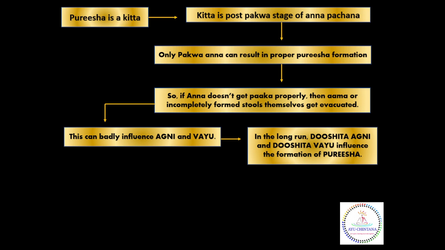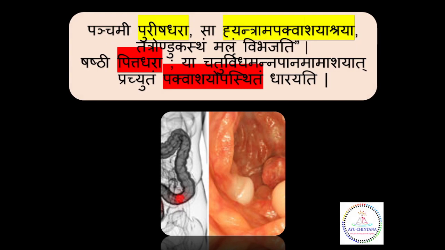But how does this get influenced by Agni? Only two possible causes, right? If you think back, either variation from the Samana Vayu or Pittadhara Kala. Only two answers, where the latter one is more apt in this case. That is, Panchami Purishadhara Sahi Antra Pakvashayashraya Tatra Undukastham Malam Vibhajati, whereas there is one more Kala called Pittadhara Kala, Ya Chaturvidham Annapanam Amashayat Prachutam Pakvashayopasthitam Dharayati. So this explains the involvement of Pittadhara Kala and how it influences the Agni, and it in turn influences the formation of Purisha.